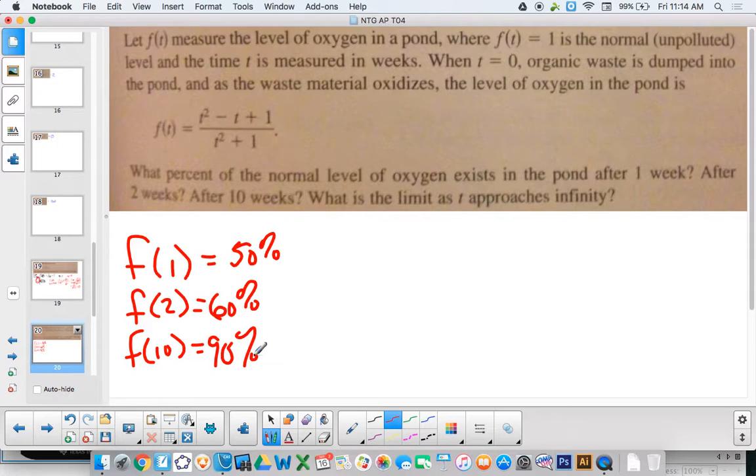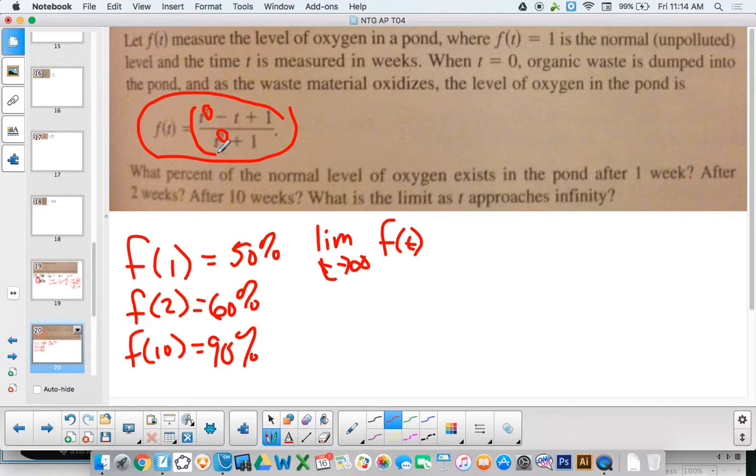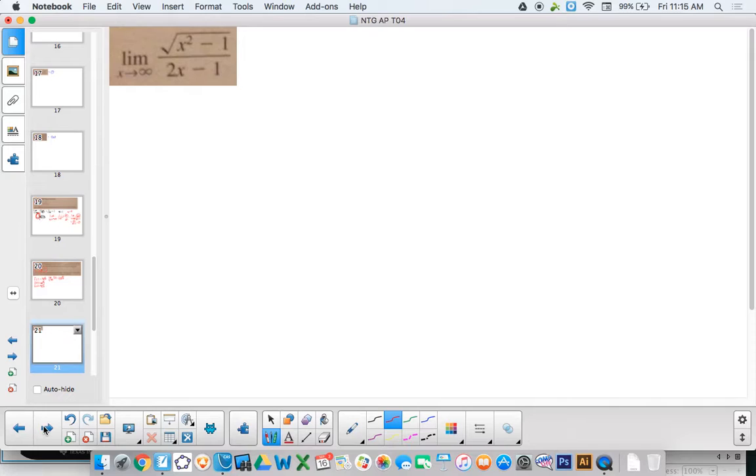What is the limit as t approaches infinity? So what does the level of oxygen approach? So we'll do that. Limit as t approaches infinity. Take a look at the kind of function we got there. It is a rational function, and so we use our rules. Here's our power, 2 and 2. They're equal, so we divide the coefficients. So over time, it will approach pre-polluted levels. In other words, it'll approach 100%. Will it actually get there? Debatable.